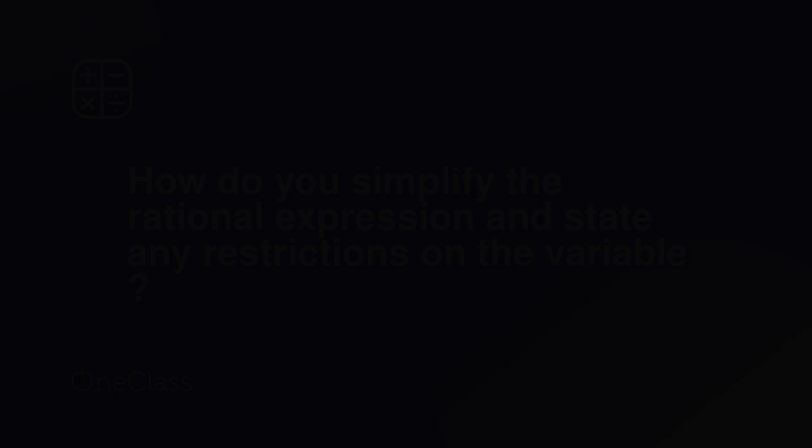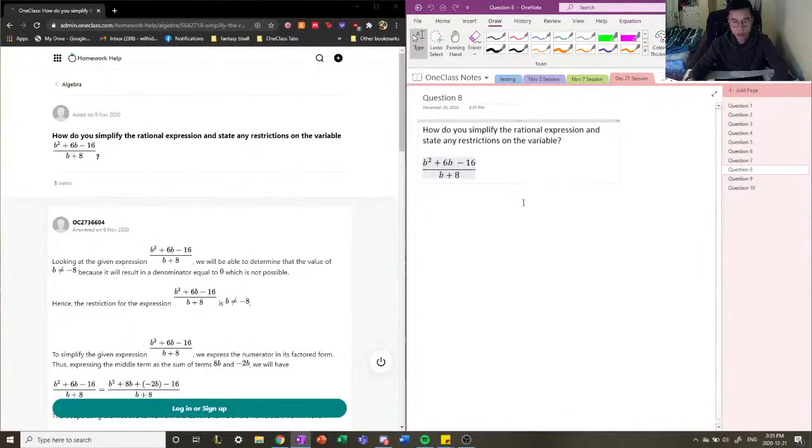Question number 8 reads, how do you simplify the rational expression and state any restrictions on the variable? Okay, so first we're going to simplify the rational expression, and then we're going to try to state the restrictions on the variable.